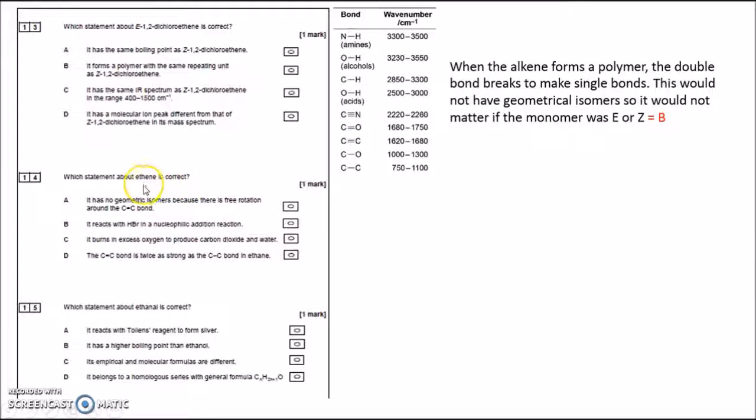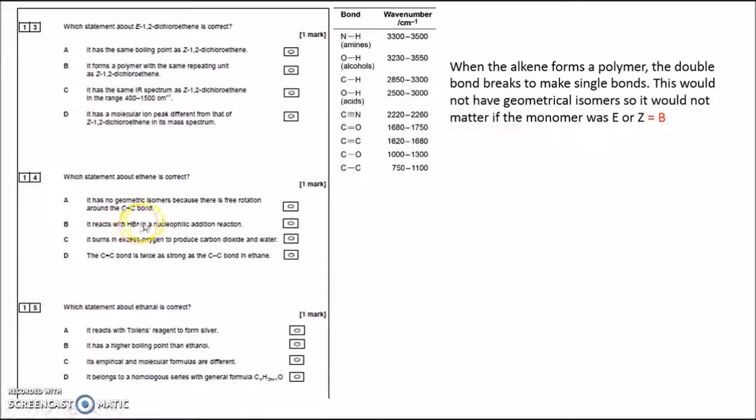If you look to the left of the double bond, you've not got two different groups, you've got two Hs, and to the right of the double bond, you've not got two different groups, you've got two Hs. So the reason it doesn't have geometrical isomers is because there are two groups which are the same to the left of the double bond, and also two groups to the right of the double bond which are the same. So that's the reason it doesn't have geometrical isomers.